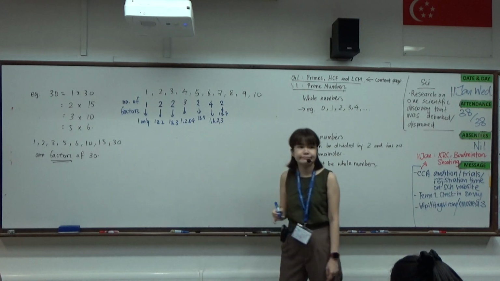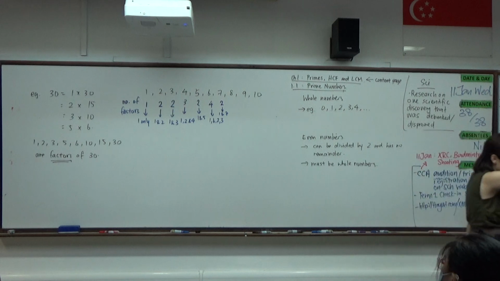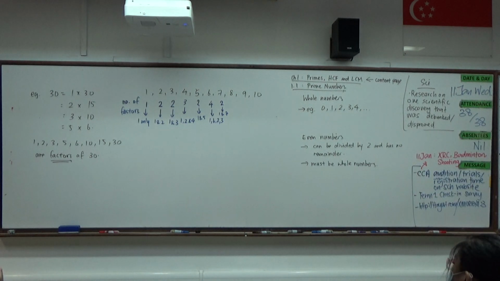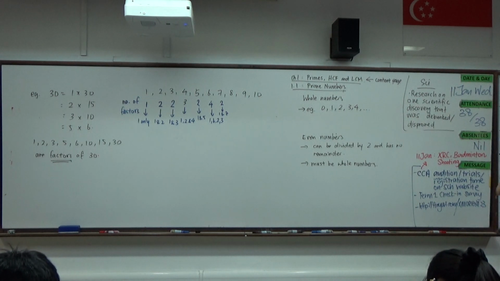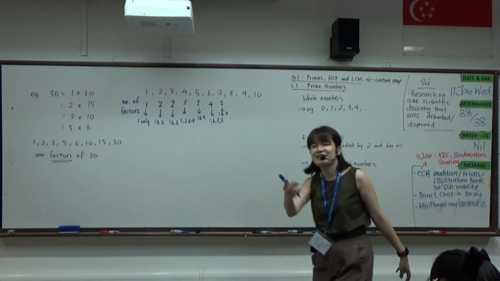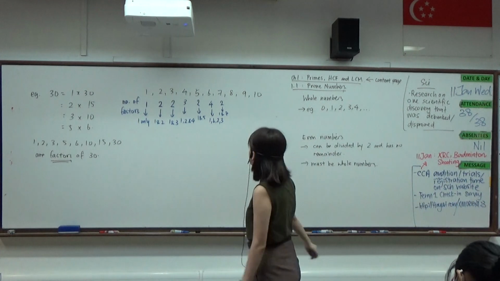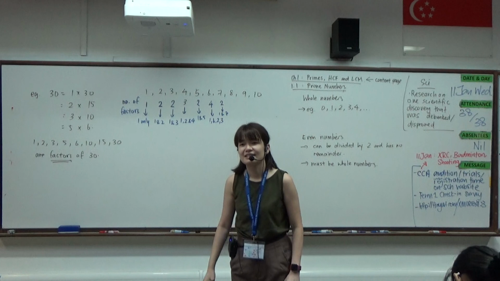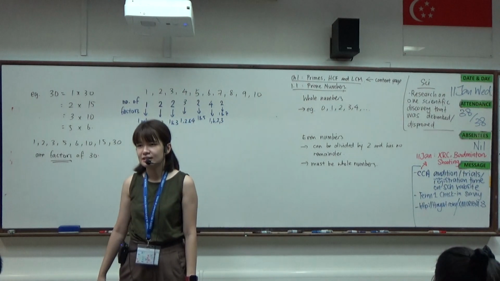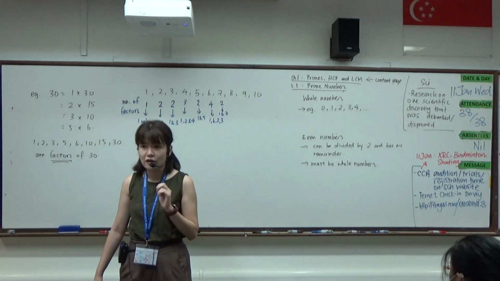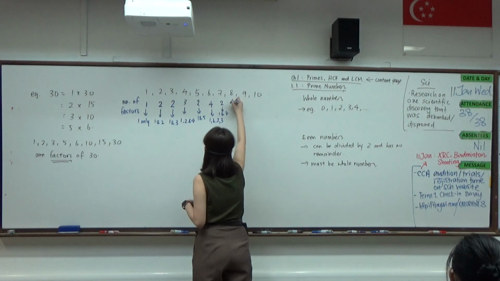What about 8? Let's get someone over here. How many factors does 8 have? 4. What are they? 1, 2, 4, 8. So we have 4 factors.